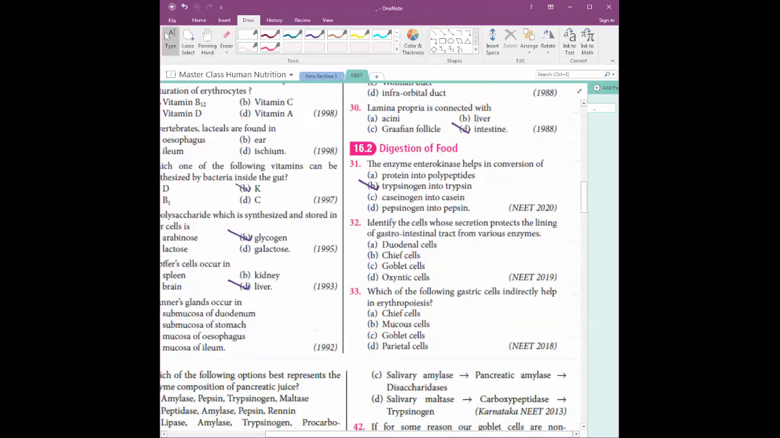Okay, chalo. Next one we have Vaishnavi. Vaishnavi, identify the cells whose secretion protects the lining of the gastrointestinal tract from various enzymes.